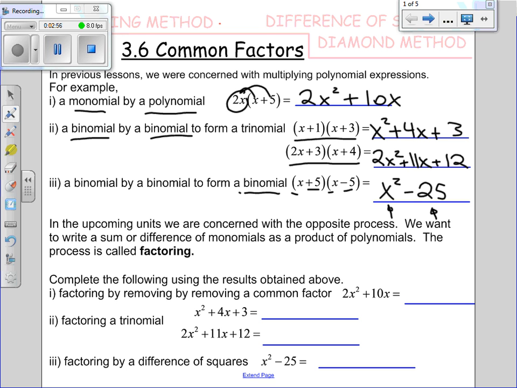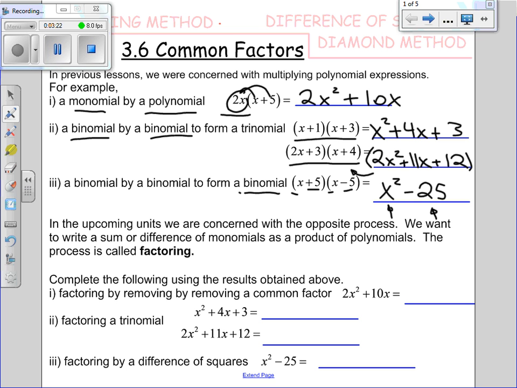Upcoming, guys, like I said, we're factoring. So now we're going to do things in reverse. You're going to have answers like this, and you're going to have to turn them into that. And we're going to start off exactly where we started before, with monomials. So we're going to start off by just taking one constant out. That's called your greatest common factor.